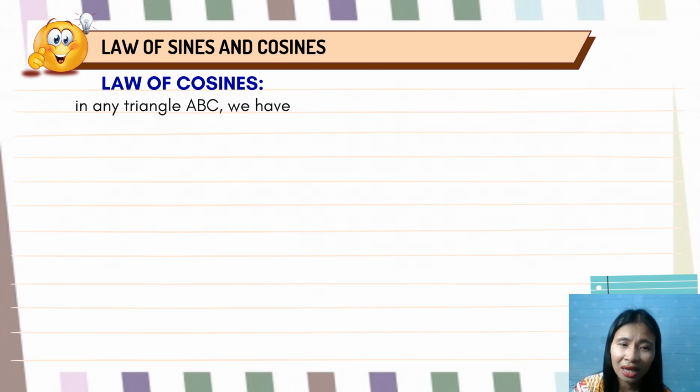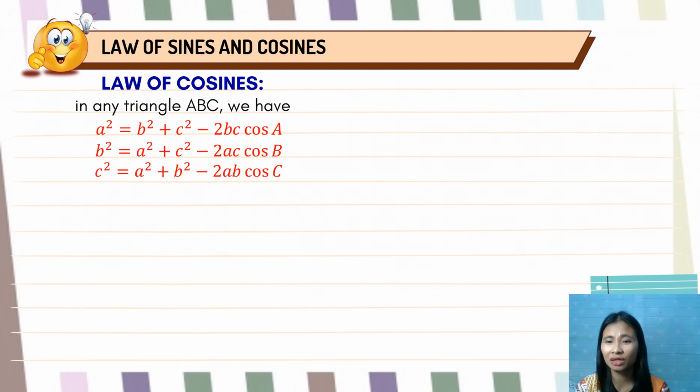So in any triangle ABC, we have these three equations. There are three equations for the law of cosines, starting with a squared is equal to b squared plus c squared minus 2bc cosine A. b squared is equal to a squared plus c squared minus 2ac cosine B. c squared is equal to a squared plus b squared minus 2ab cosine C. So those are the three different equations.